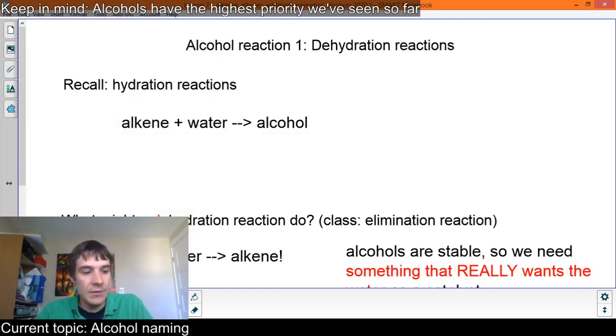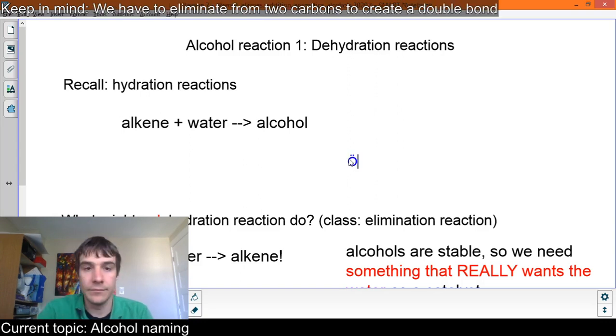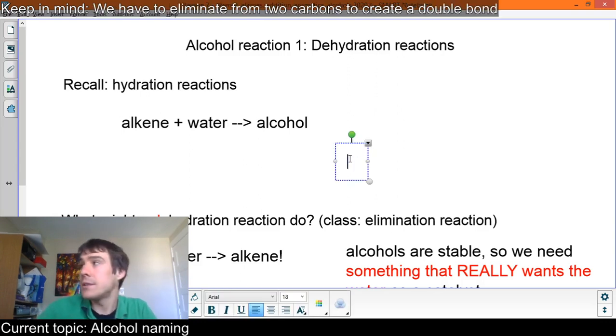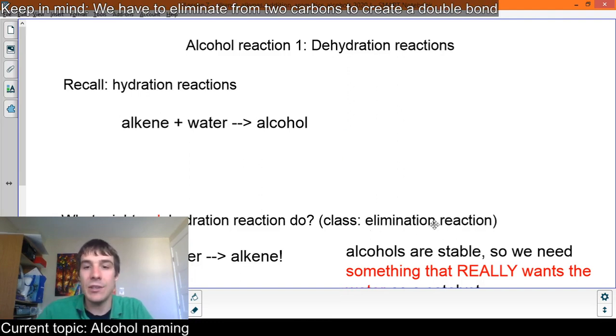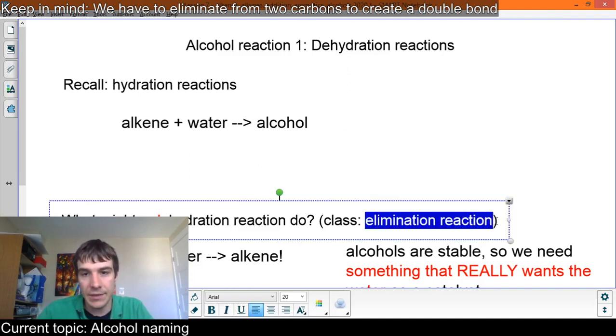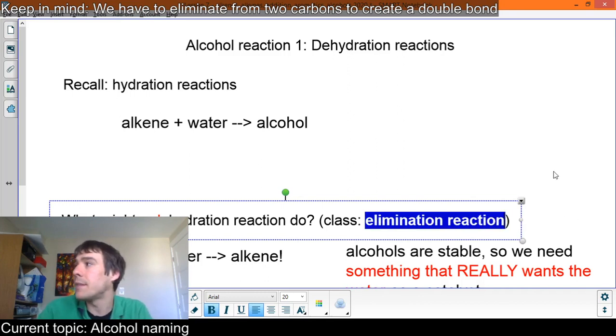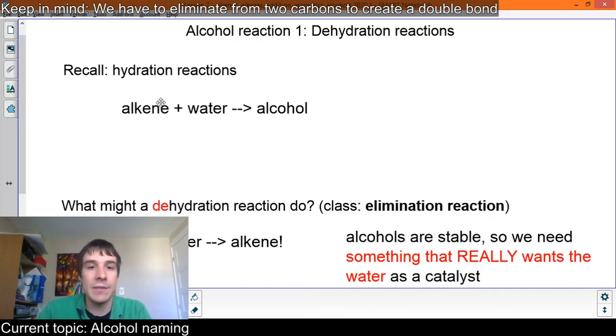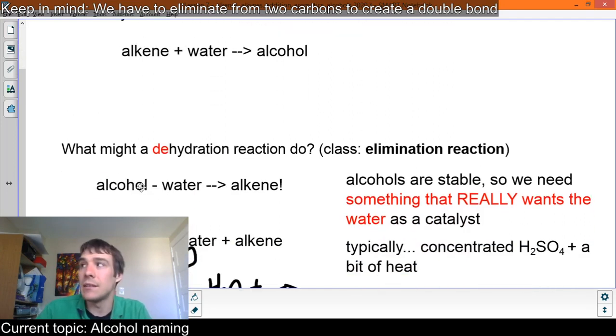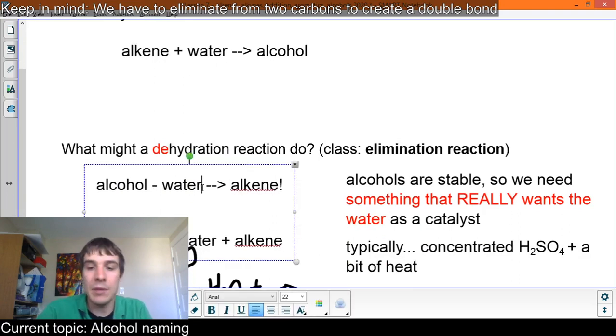Now we're going to get into the alcohol reaction called dehydration. Dehydration reactions are our first class of elimination reactions, which is a really cool name. We're eliminating something. Hydration reactions were an alkene plus water makes an alcohol. A dehydration reaction is going to do the exact opposite. An alcohol take away water is going to make an alkene. Or maybe a better way to say this is an alcohol will become an alkene plus water.